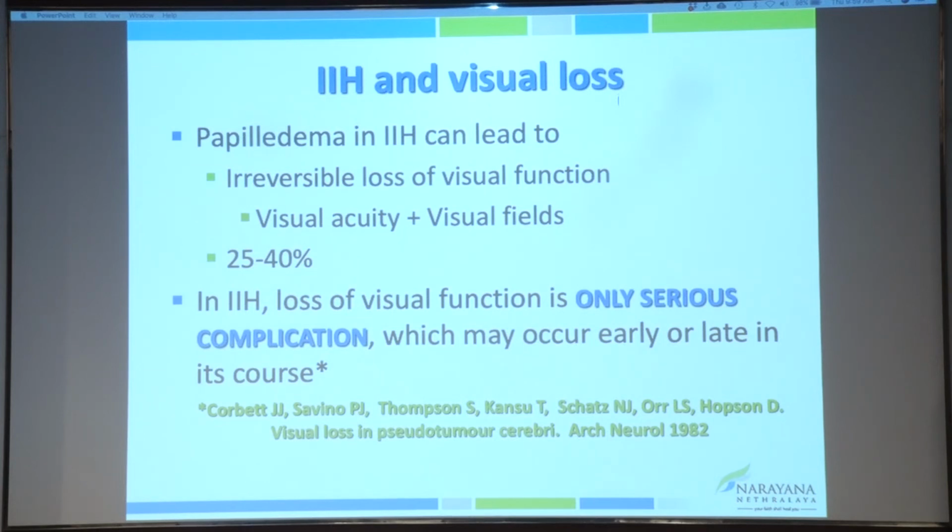And unfortunately, in children, we may not detect it till the child goes completely blind. Because as the vision starts coming down, they start adapting and they will be comfortable because they will not be able to explain. So this is important.